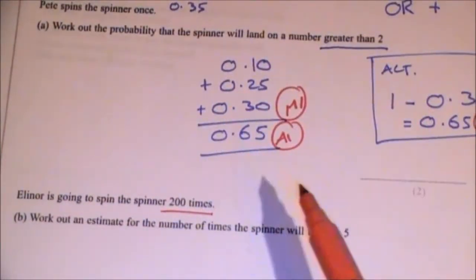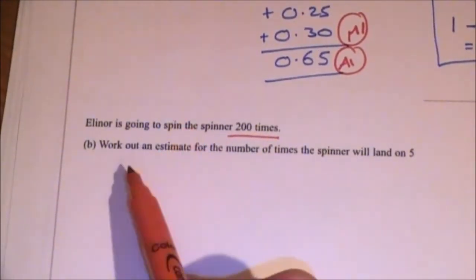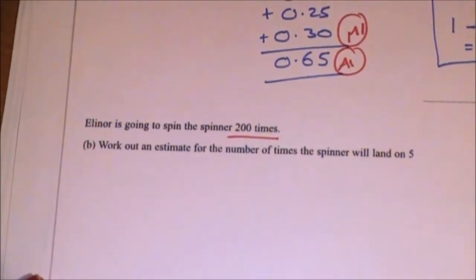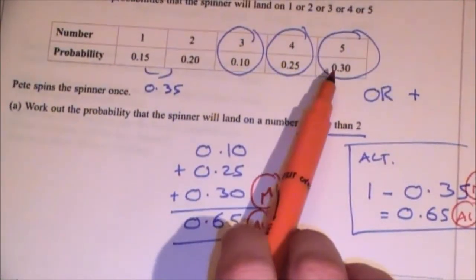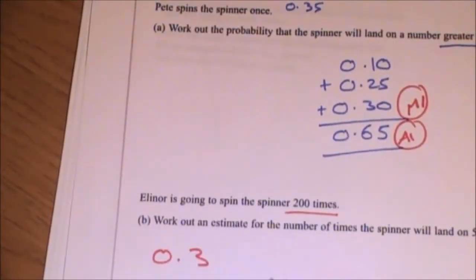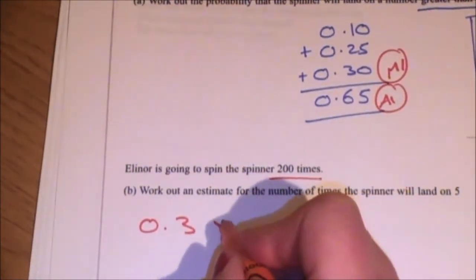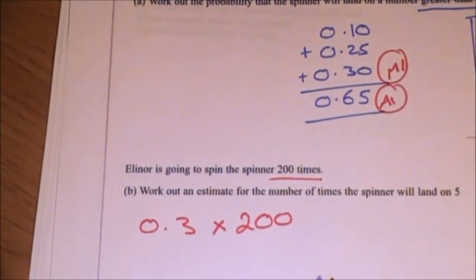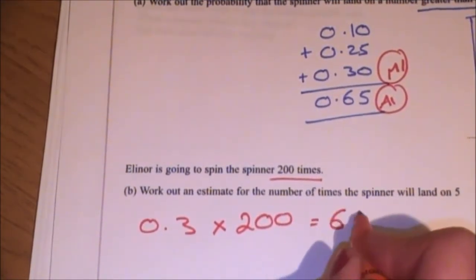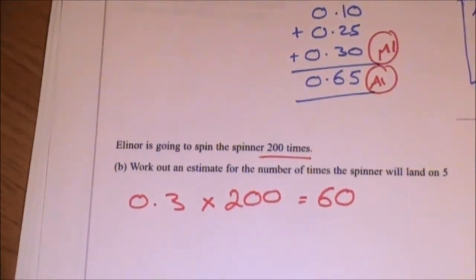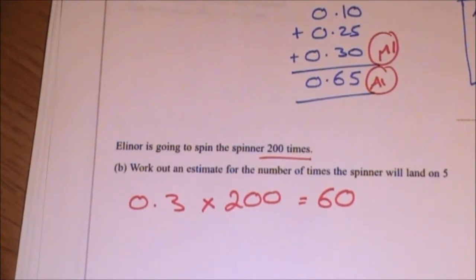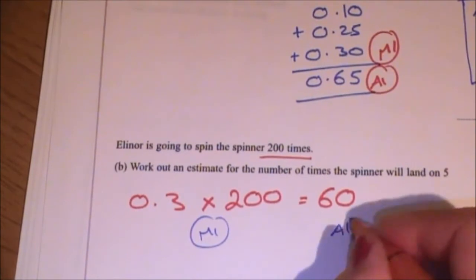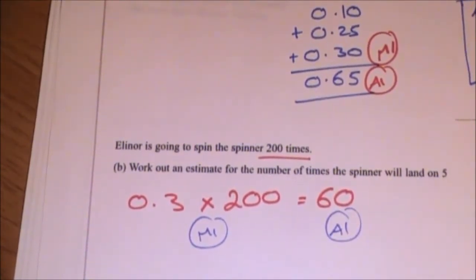Part B, Eleanor is going to spin the spinner 200 times. Work out an estimate for the number of times the spinner will land on a 5. Well, what's the probability of getting a 5? It's 0.3. So I want to find 0.3 of, and of means times, so 0.3 of 200. So I would put that into my calculator and that would give me the answer of 60. So I can expect to land on a 5 60 times. That's a 2-mark question again. 1 mark for showing your method, an accuracy mark for giving your answer.